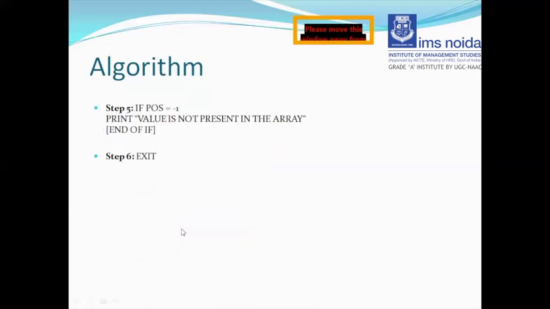After this, step number 5: if position is -1. If we do not find the position in the array and the position value is the same as -1, which we initialized, in this setting, first step, you have to print that value is not present in the array. If the position was not updated, that means your element is not in the array. And this if ends here. Then you have to exit from the code.